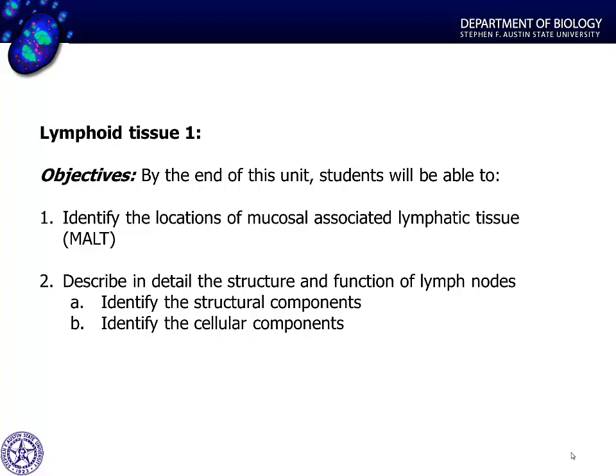But then we're also going to look at the encapsulated lymphatic organs. And we're going to start in this podcast by looking at lymph nodes. So with lymph nodes, we're going to define the structural components, the different compartments of a lymph node, and then we'll describe the cellular constituents that comprise a lymph node.